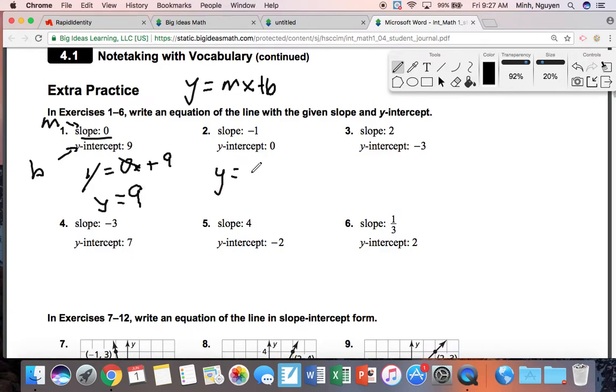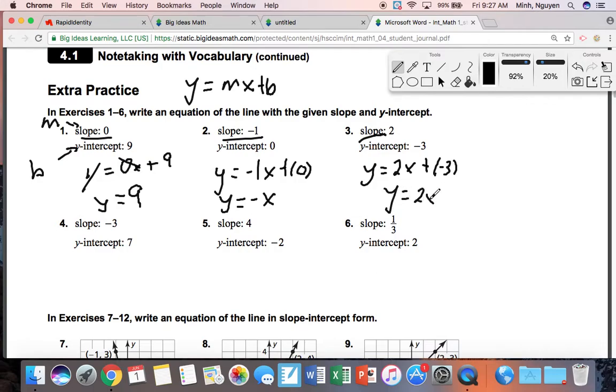Y equals, slope is m, -1x plus b, which is 0. Adding 0 to anything does nothing to it, so this is y equals -x. And lastly, y equals 2x. Again, the slope is just replacing m. This is m. The y-intercept is replacing b. Plus -3, or y equals 2x minus 3.